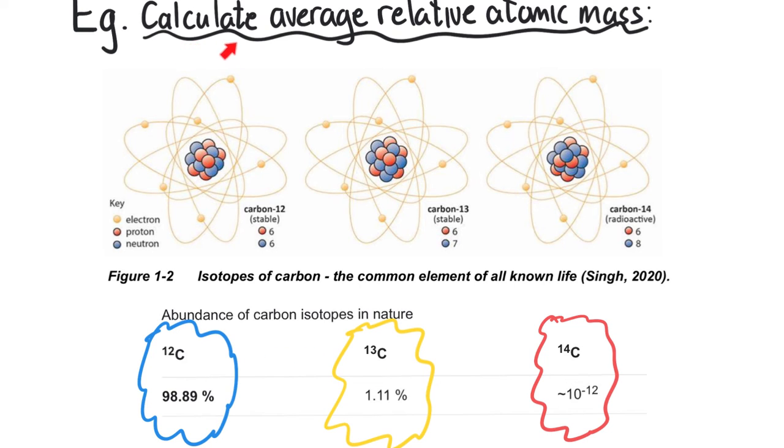Now we're being asked to calculate the average relative atomic mass. So we're being asked to calculate the weighted average of these isotopes in nature.